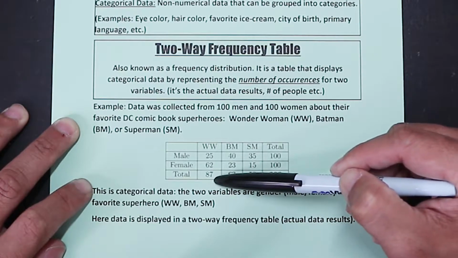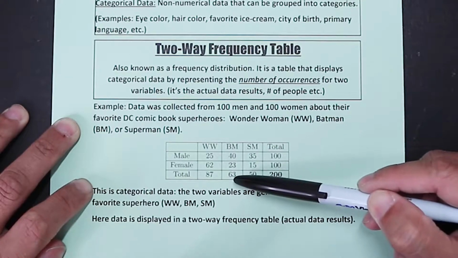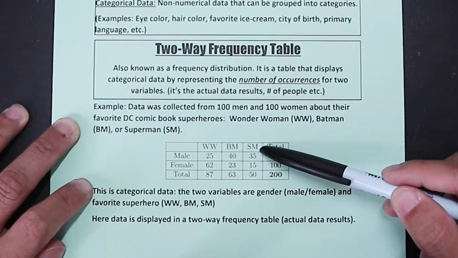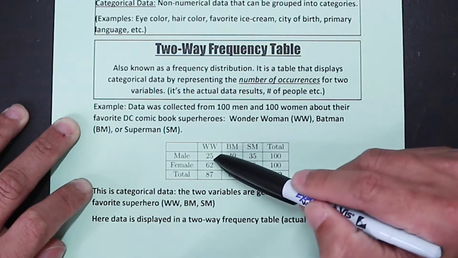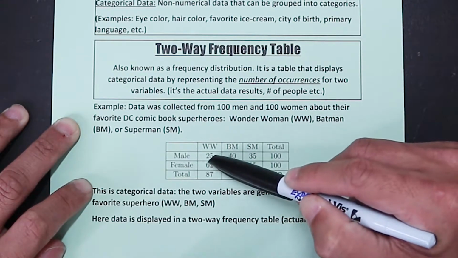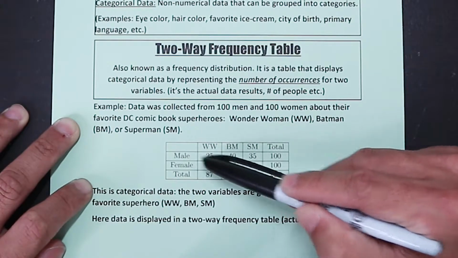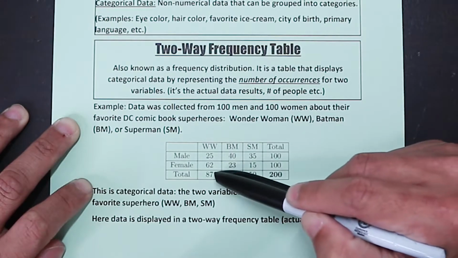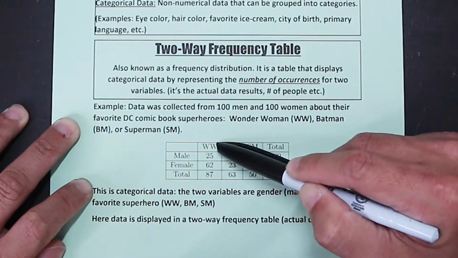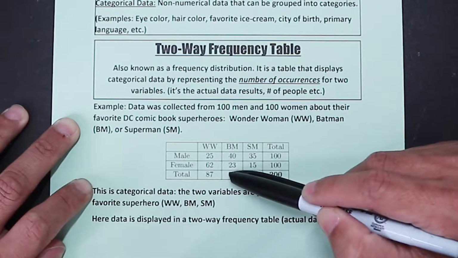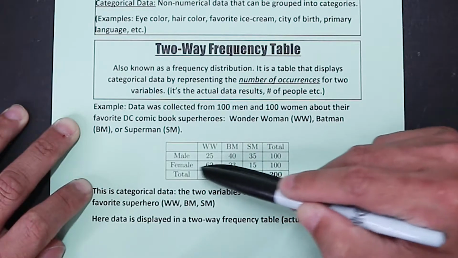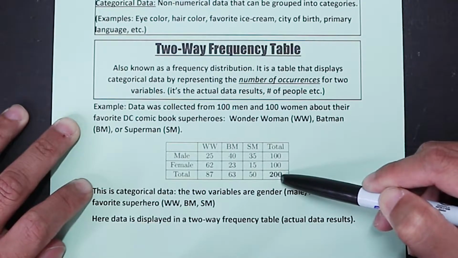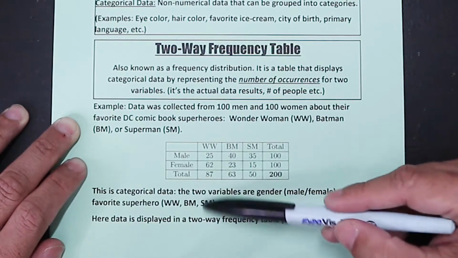And there are 87 people that like Wonder Woman, 63 people that like Batman, and 50 people that like Superman. In detail, there are 25 males who like Wonder Woman, 40 males who like Batman, 35 males who like Superman, 62 females who like Wonder Woman, 23 females who like Batman, and 15 females who like Superman. And there are 200 people that we asked in this sample. And this is categorical data.